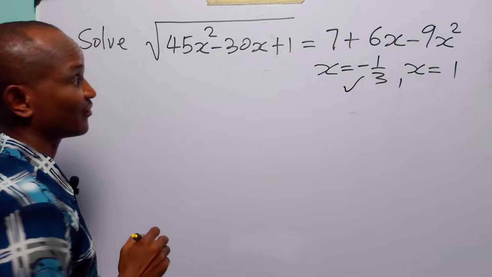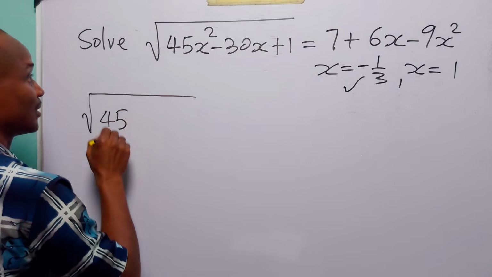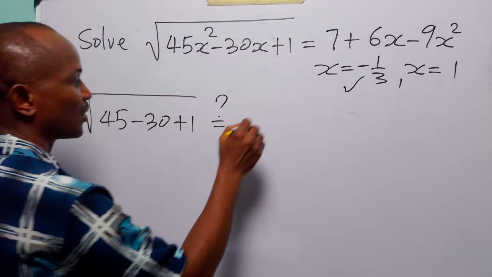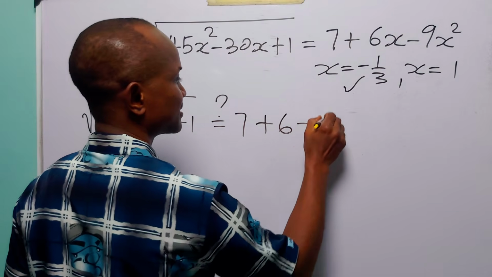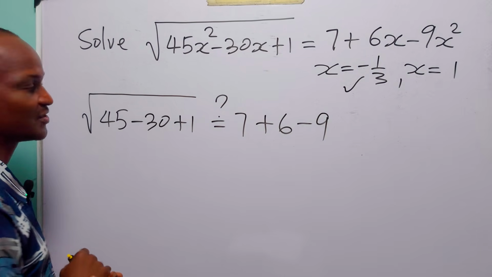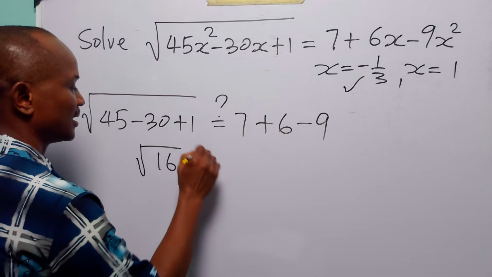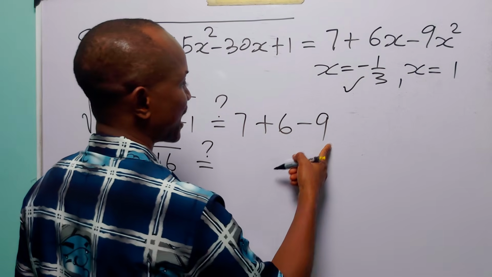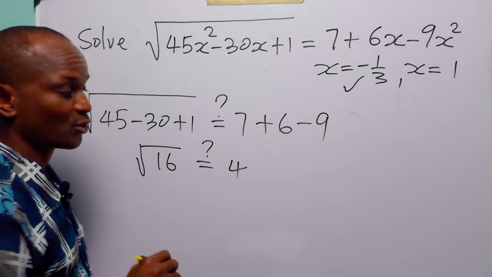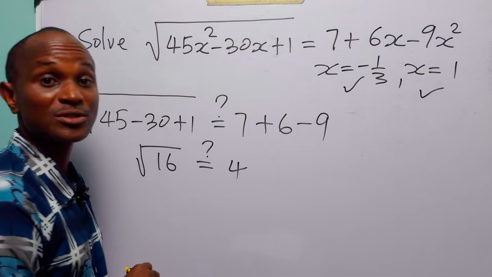And for the second value of x, we have the square root of 45 minus 30 plus 1. Is this equal to 7 plus 6 minus 9? 45 minus 30 is 15. 15 plus 1 is 16. So this is the square root of 16. Is this equal to 7 plus 6 minus 9, where 6 minus 9 is minus 3? 7 minus 3 is 4. Of course, you know that the square root of 16 is 4. So the second value of x also checks out.